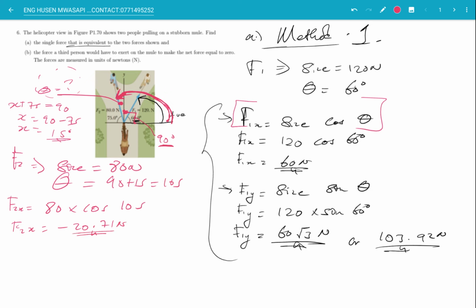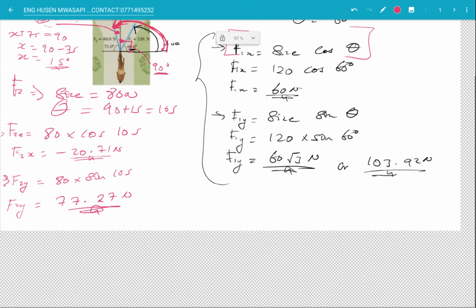Then, this is the x component, now find the y component, which is going to be F2y, which is equivalent to 80 times sine 105. And this will be what if you compute it? If you compute this, you'll be having 80 times sine 105. Basically, that will give you 77.27 newtons. So you're having the components of all the forces.